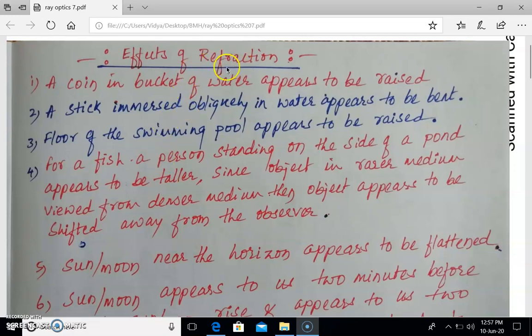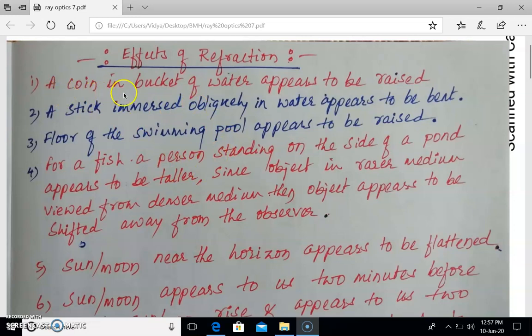So refraction is the bending phenomenon of light traversing from one medium to another medium. When it travels from rarer to denser, light bends towards the normal. When light travels from denser to rarer, light bends away from the normal. So in this video, we discuss the various effects of refraction.